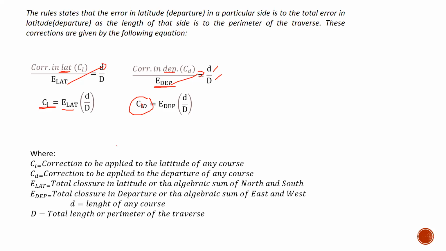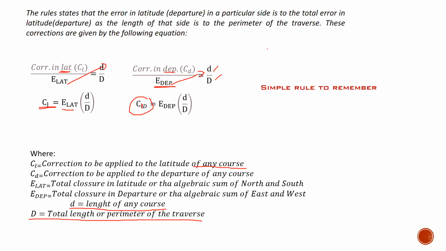Again, yung C sub L natin is the correction to be applied to the latitude of any course, kung ano yung particular na kinukonsider natin. Yung C sub D is the correction to be applied to the departure of any course. E latitude is the total closure in latitude or the algebraic sum of the north and south latitude. Yung error in departure naman natin is the total closure in departure or the algebraic sum of the east and west. Yung D naman is the length of any course natin. And D is the total length or the perimeter of the traverse.